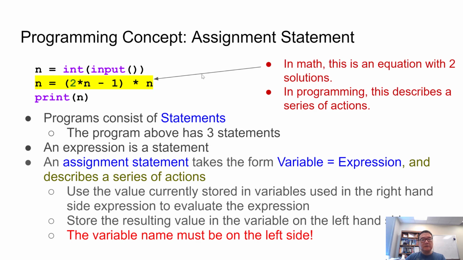The last important programming concept that's needed to understand this code is the assignment statement. First, the program consists of statements. This particular program has three statements. The first two are assignment statements. The last one is just an expression. An expression by itself can also be a statement. So we just evaluate that expression. In this case, because the expression is a function call, we will actually execute the code associated with the function, which will result in something being printed out.